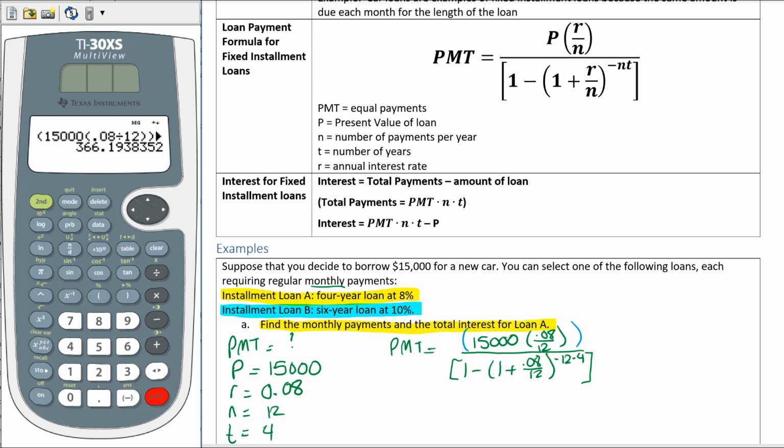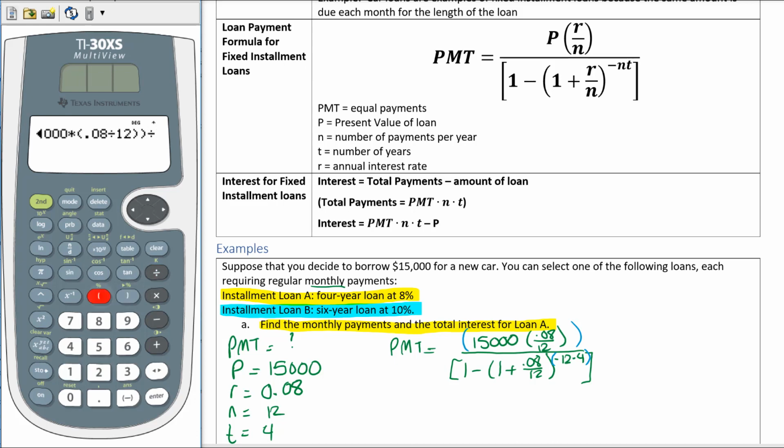The denominator already has brackets on the left and the right, so that one's good. And then in any exponents, if there's multiple things to be done, I have to put parentheses around that as well. So I'm going to go ahead and type this in. I have parentheses 15,000 times parentheses 0.08 divided by 12, close my parentheses twice.